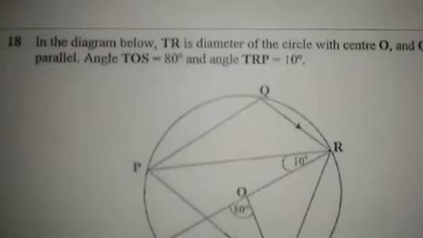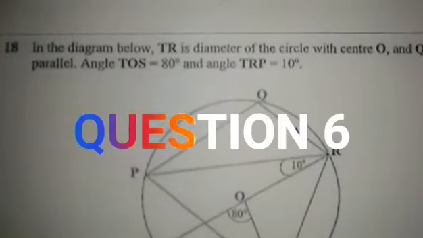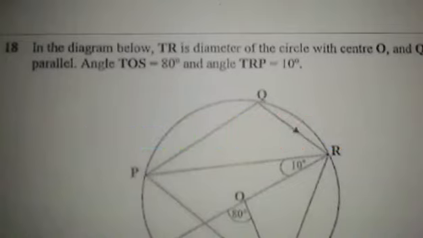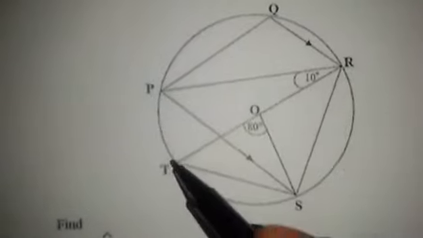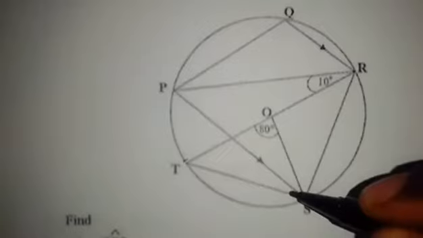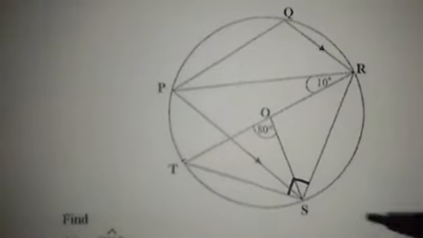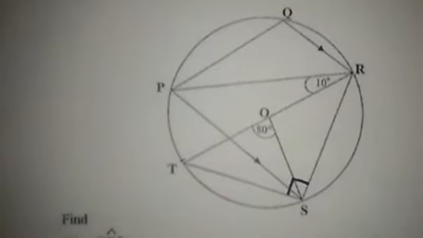We are now moving on to question number 6. It reads: in the diagram below, TR is a diameter. So whenever you see that a diameter is mentioned, the result is 90 degrees. Whenever we see that TR is a diameter, it means that the angle at the circumference here is 90 degrees. If you hear that a diameter is mentioned, the result is 90 degrees.